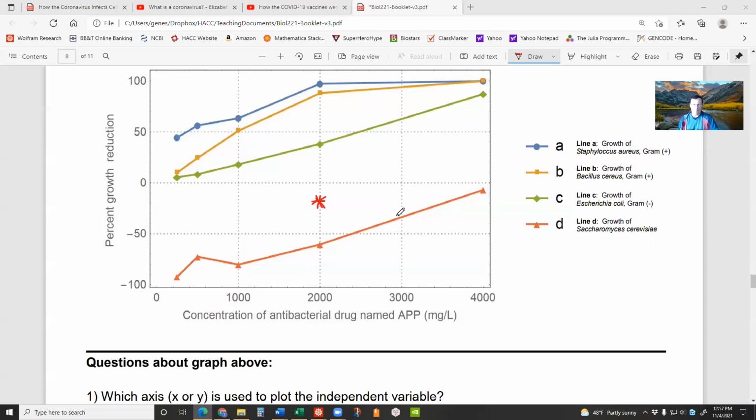Okay. So maybe it strikes you that this drug seems to be stimulating the growth of one microorganism, yeast in this case, and it seems to be reducing the growth of the other microorganisms. So let me ask you this question in the chat window.